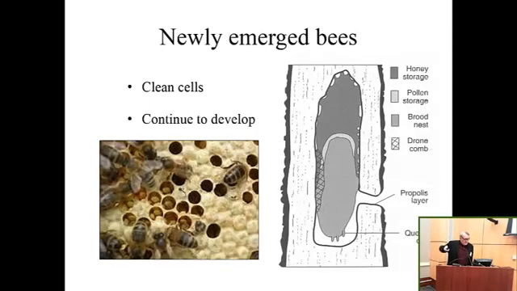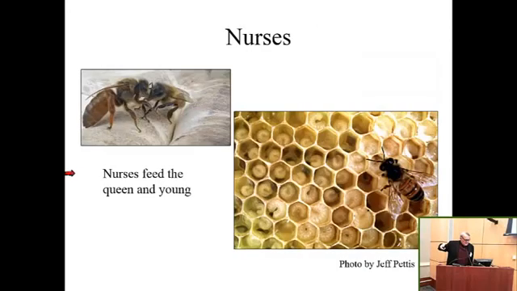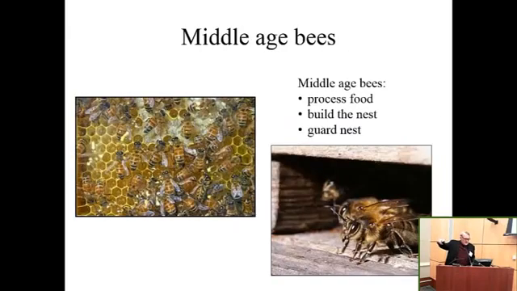Okay. Now, newly emerged bees clean the cells. They get the dirty work, like a lot of the young people, right? Anyway, they clean the cells, continue to develop. Then you have nurses. They feed the queen and the young. And there's a developing larvae, by the way, so you can see this. This is progressive provisioning, just for perspective, if you haven't seen a beehive like this, but those are the maggots, basically, or the larvae right there, and the bees are tending them. Then middle-aged bees are basically processing food, building the nest, and guarding the nest. And then the foragers are, of course, going out and getting nectar and pollen, okay?